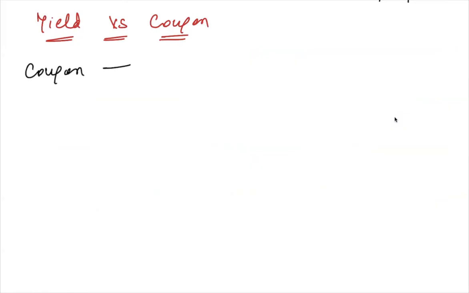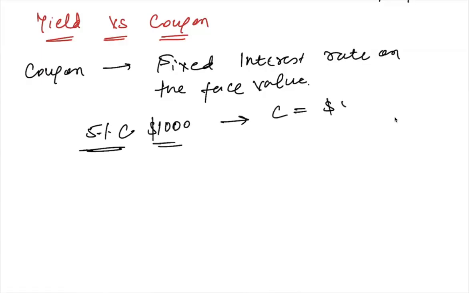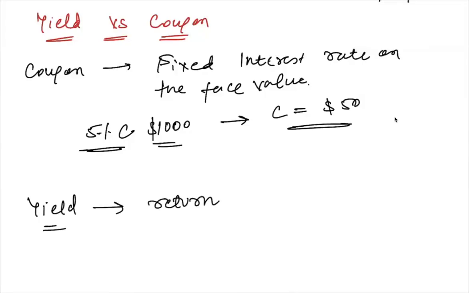Coupon is a fixed interest rate on the face value. So when I say I have a 5% coupon paying bond and the face value is 1,000, it basically means what? How much coupon will I receive annually? $50, right? This is what is meant by coupon. But what does it mean by yield? It is the return. Yield is nothing but the return that your bond will give to you.